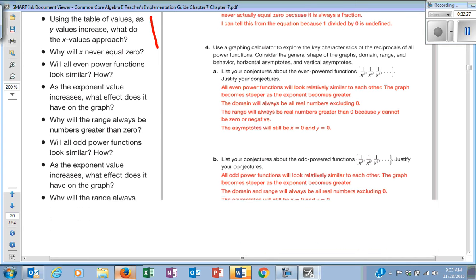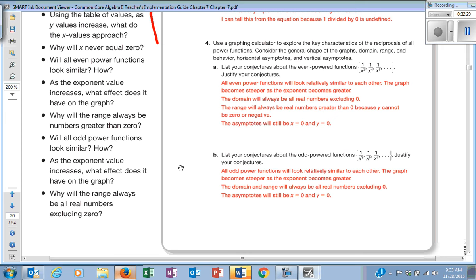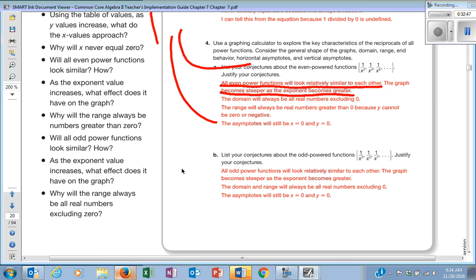And so they go and they say, explore the graphs of 1 over x to the second, x to the fourth, x to the sixth. All even functions, this is going to be all even powered functions, will look relatively similar to each other. The graph will become steeper as the exponent gets greater. So instead of going like that, it'll be straighter, more like that, whereas another one will be more like that. So that's what they're talking about, steeper. More straight up and down, and the angle is real tight in here, whereas the other one might be a little more gradual, kind of like that.